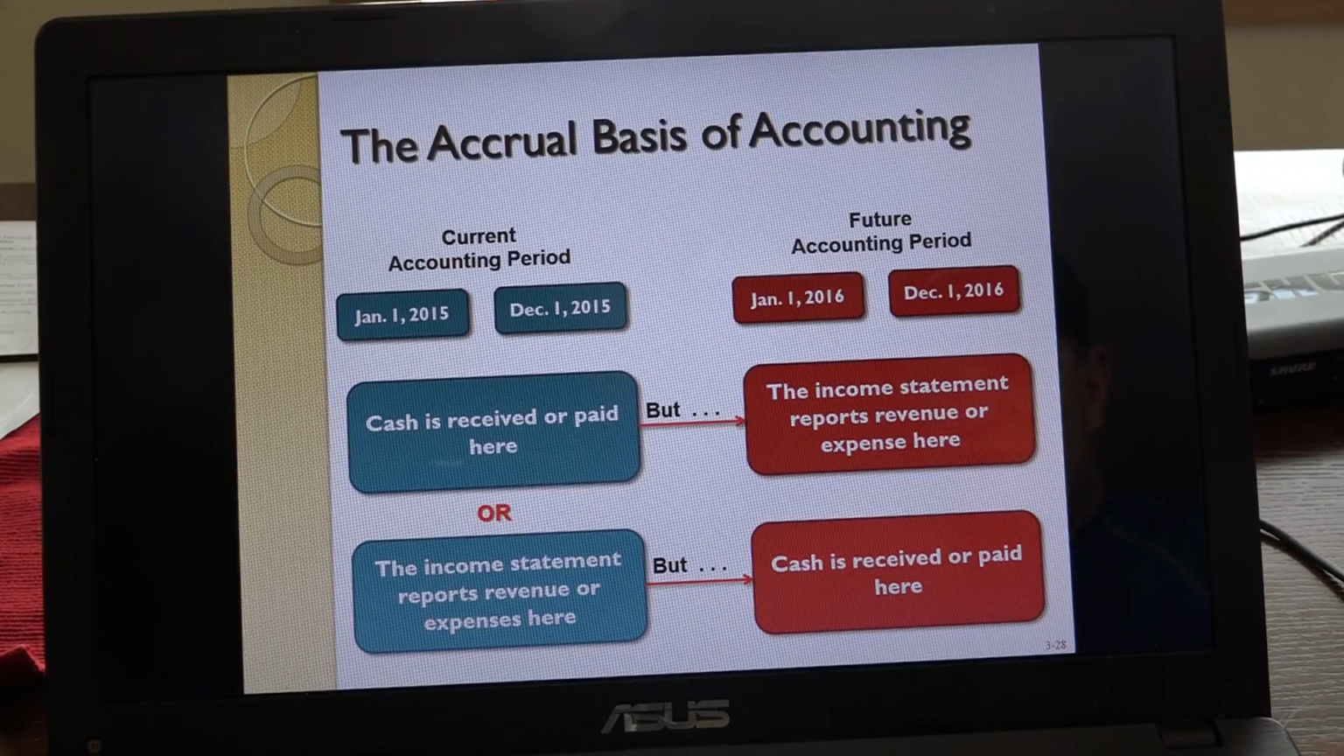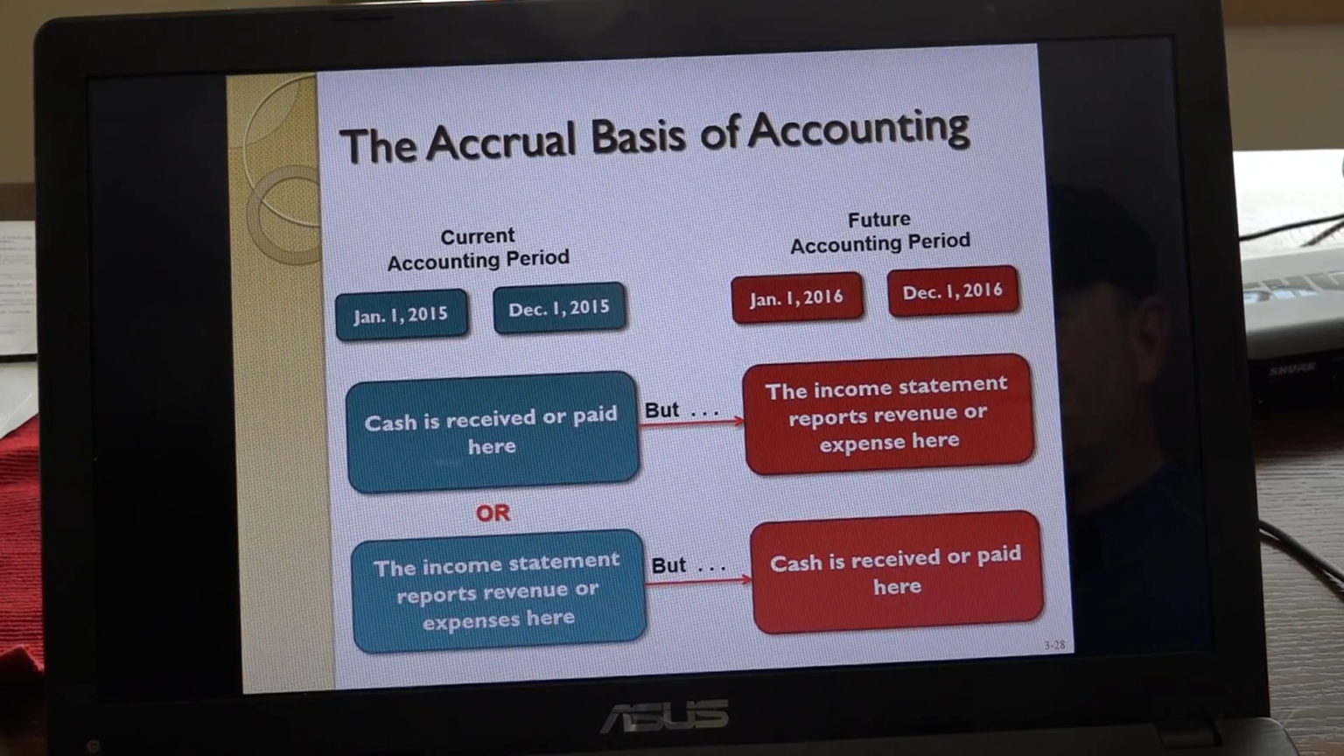You might have a situation where cash is received or paid in the next period, but you have to recognize the revenue or expense in the current period. That revenue example would be where you provide a good or service in 2015, but you sell it on credit. You're not going to get paid till next year. You still have to recognize the revenue in 2015.